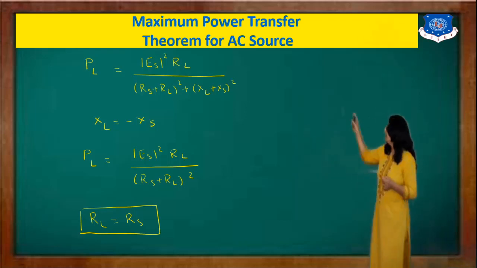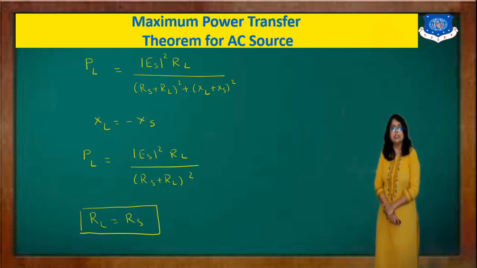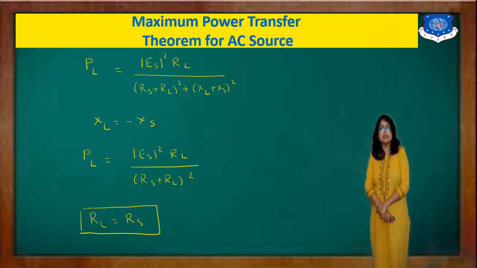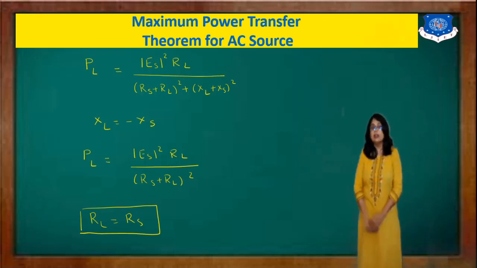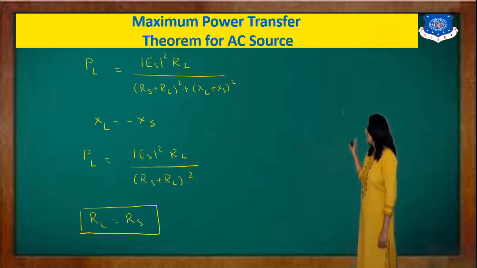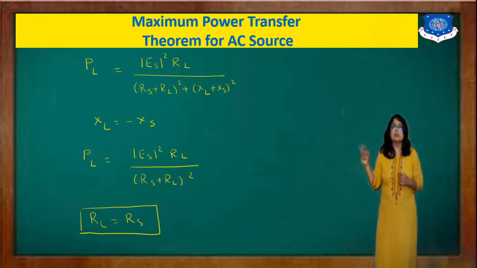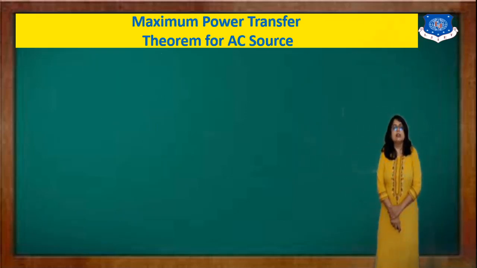So what will happen? This term will become 0. Here I get PL equal to ES square into RL over RS plus RL whole square. And if you remember, then we have to take dP by dRL and equate that with 0. That case is same as the DC source. So what do you get? RL equal to RS.